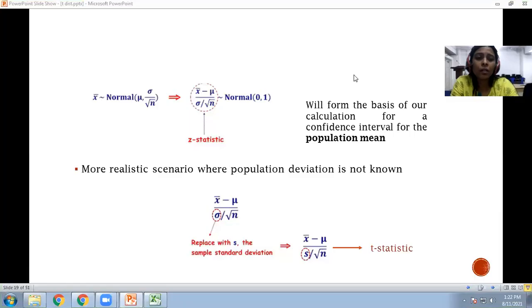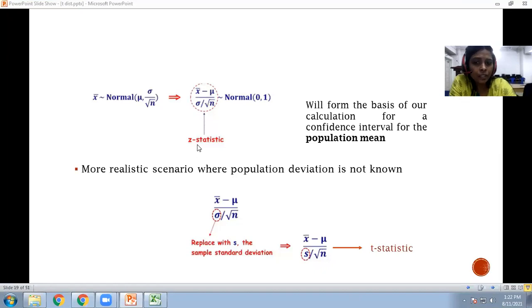So I'm just repeating this concept again. There are two basic building blocks, that is Z statistics and T statistics. These formulas that you see, this one and this one, you need to remember because you will be using them a lot while doing the calculation for margin of error in order to find the upper limit and lower limit of the confidence interval. You will be needing these two formulas. So you need to remember that.